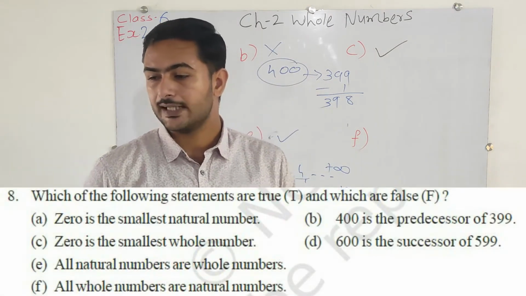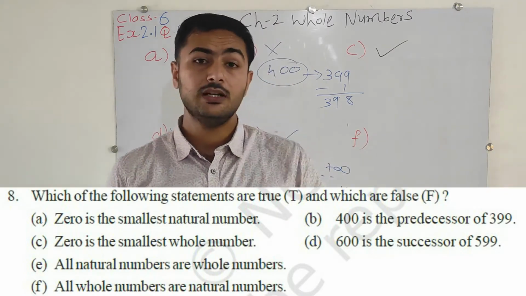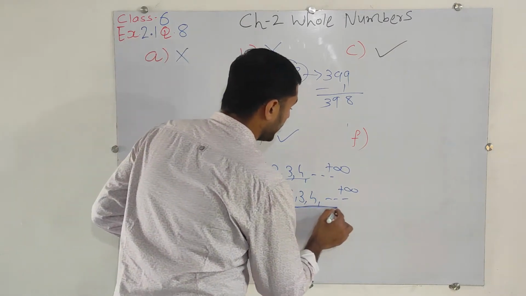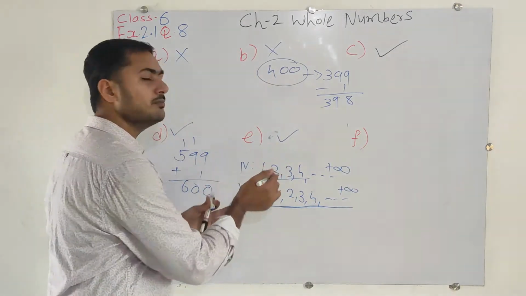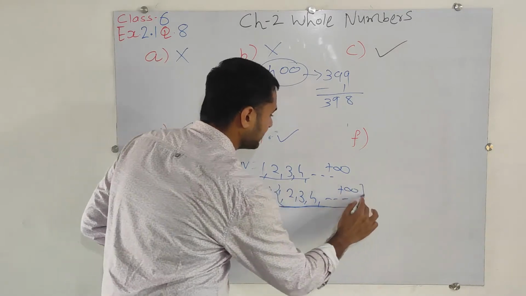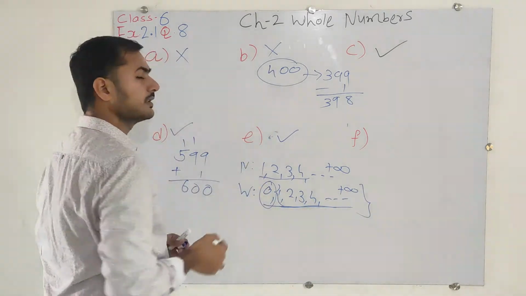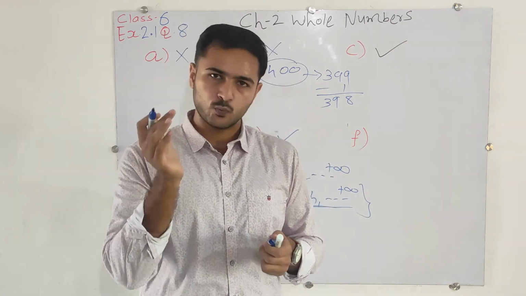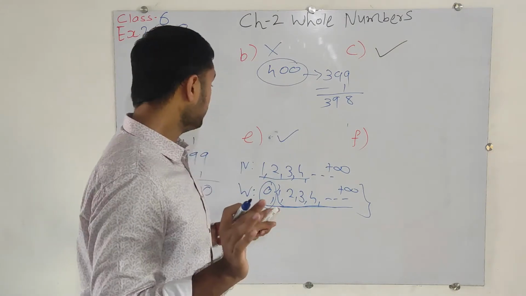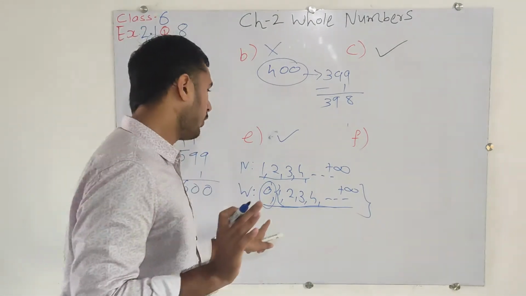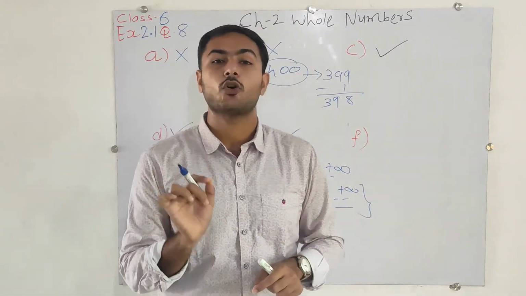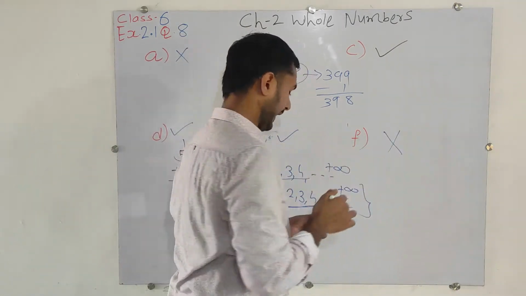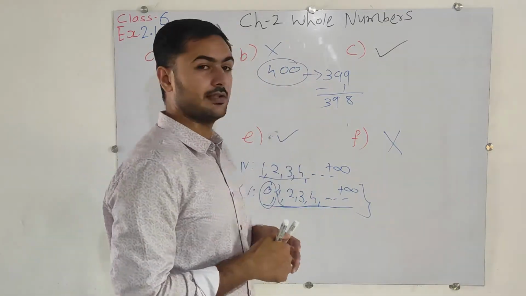Now F: all whole numbers are natural numbers. See here, all whole numbers means 0, 1, 2, 3, 4. From 1 I can say yes, but 0 is not there in the natural numbers. So we cannot say that all the whole numbers are natural numbers, but we can say that all the whole numbers except 0 are natural numbers. So F1 is wrong. Okay, now just pause the video and note it down.